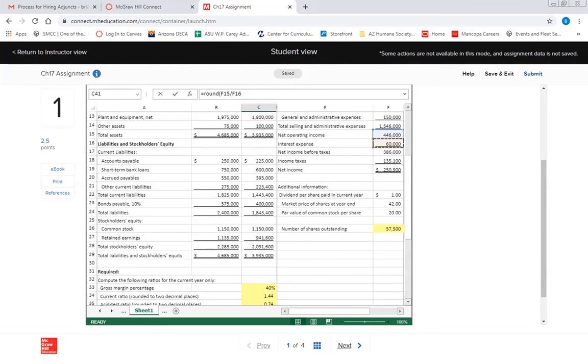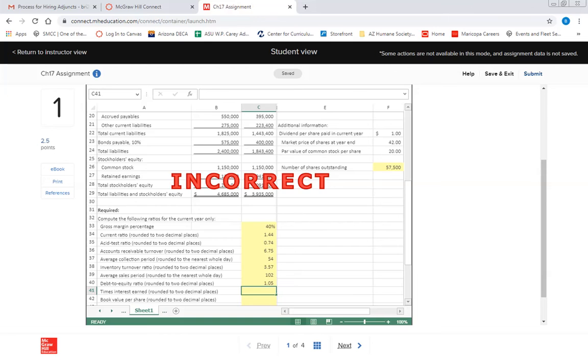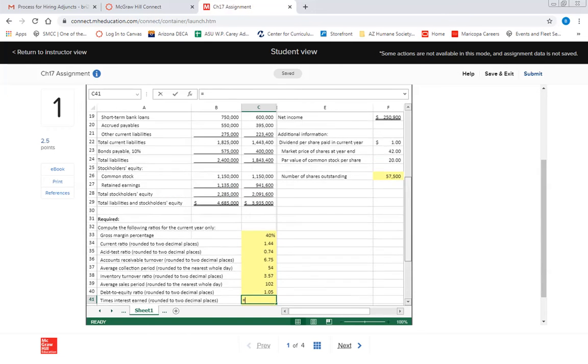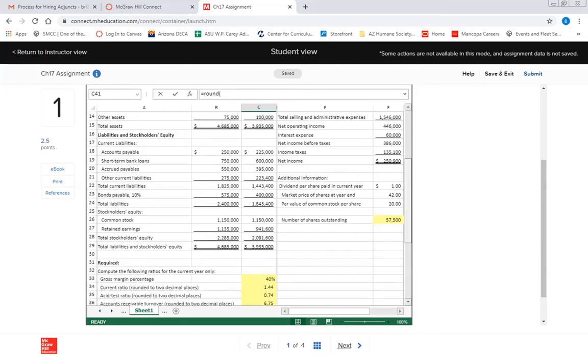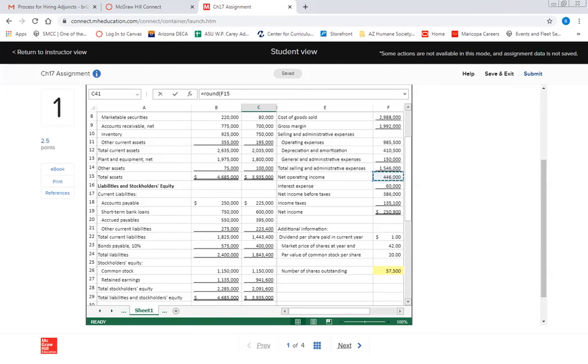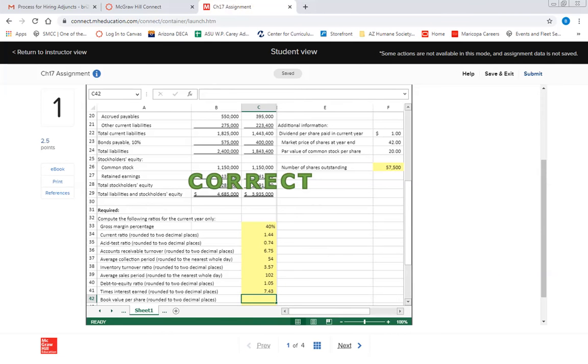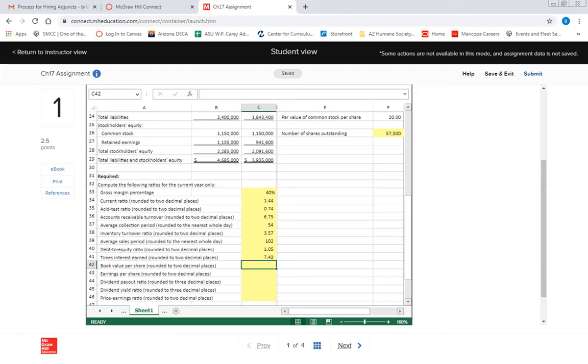See, I forgot to do this stupid rounding thing. Let's try it again. Oh, I hate the round. Oh, see, I was already going to do it without the round again. So let's try this again. Times interest earned, again, is net operating income divided by interest expense, rounded to 2 decimal points, and they don't yell at us anymore. So remember, it's pretty finicky.